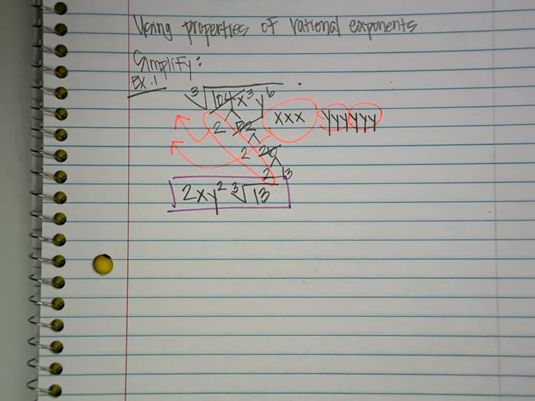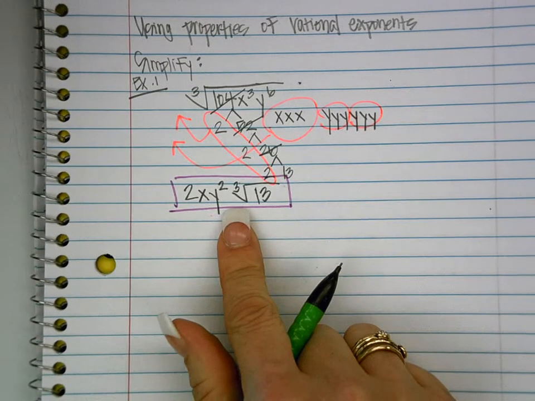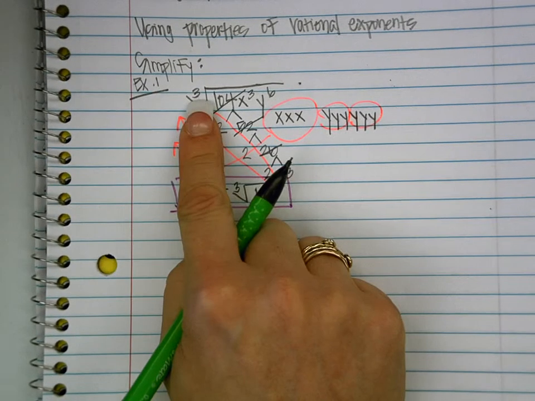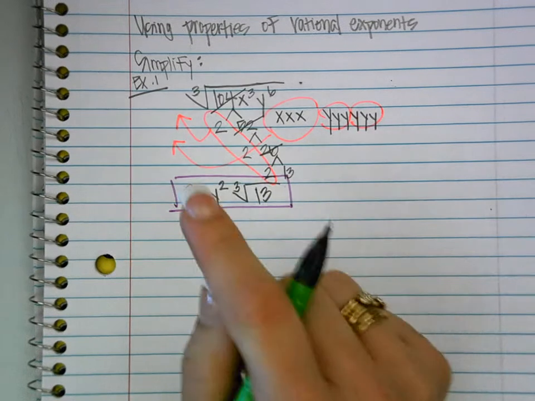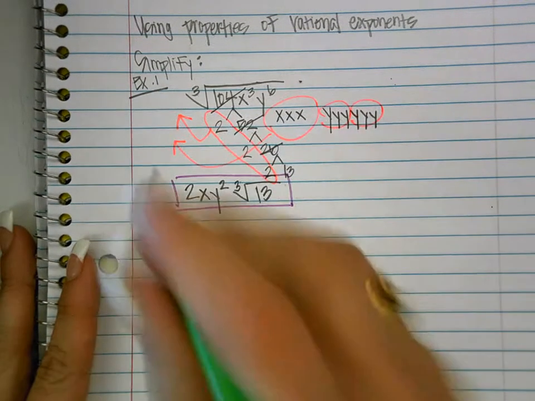So you guys did this in Algebra 1, just breaking down roots. The only difference here is sometimes you're going to have groups of 3s or 4s, could be even higher if the problem presents itself. Okay, let's try another one.